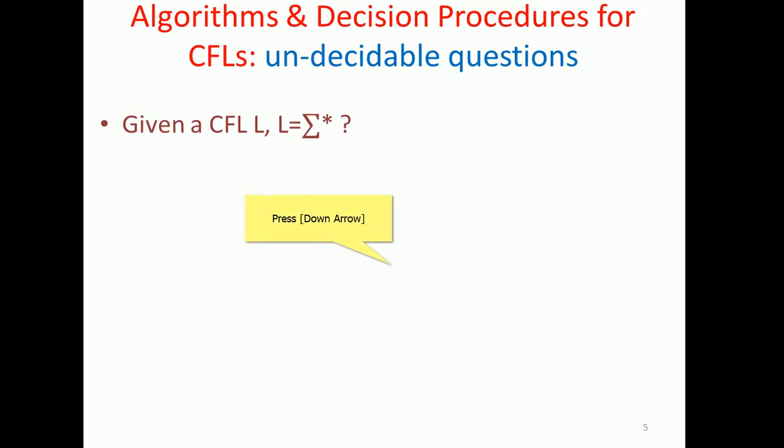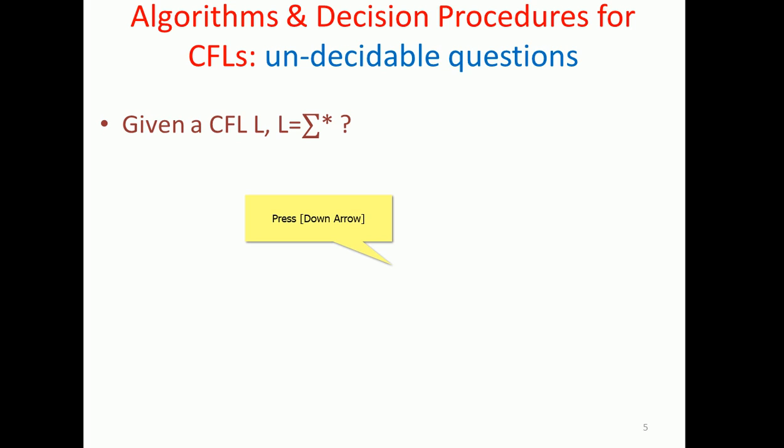So given a context free language L, that is L belongs to sigma star. What is sigma? Sigma is a finite set of inputs, right? So what is star? Star is the Kleene star. It is 0, 1, 2, 3, and so on, some finite number.